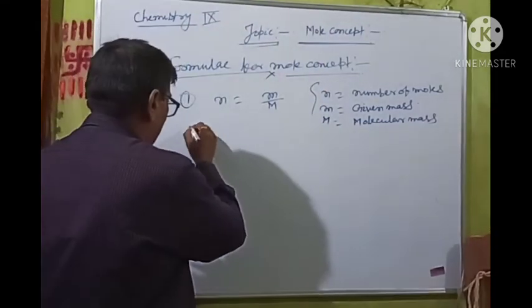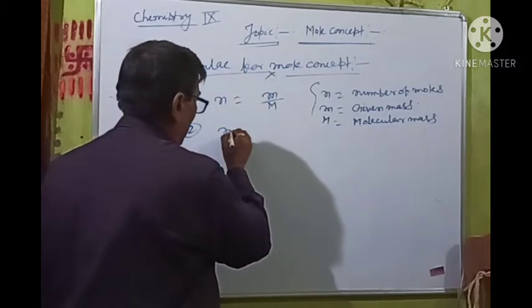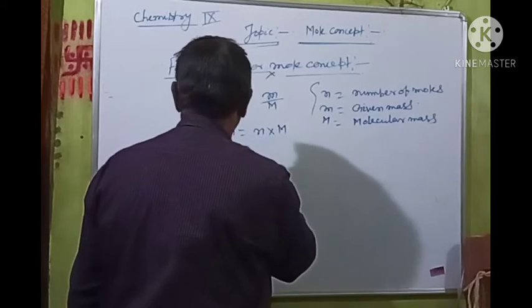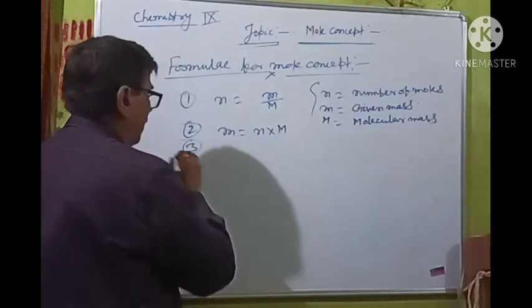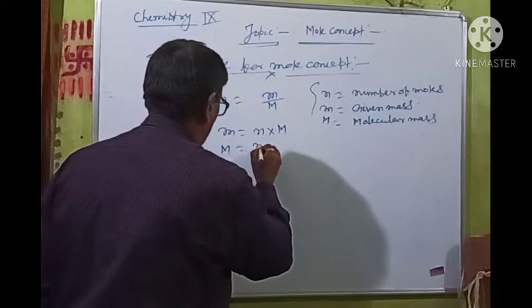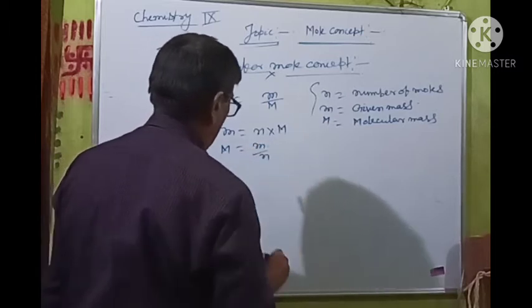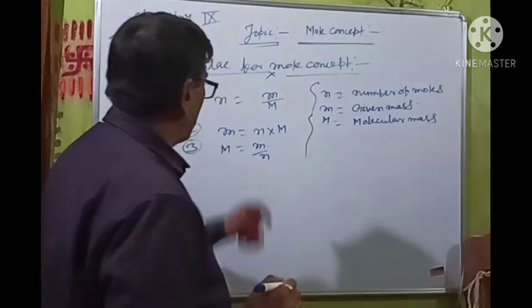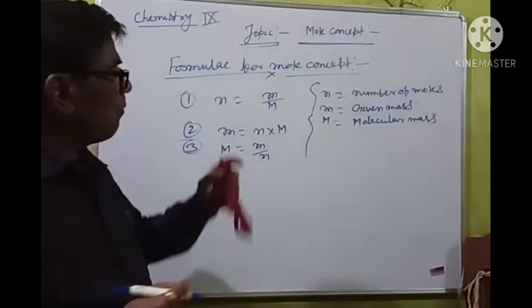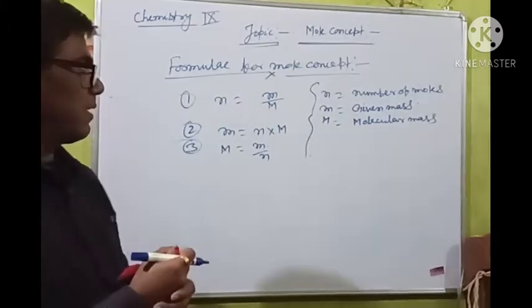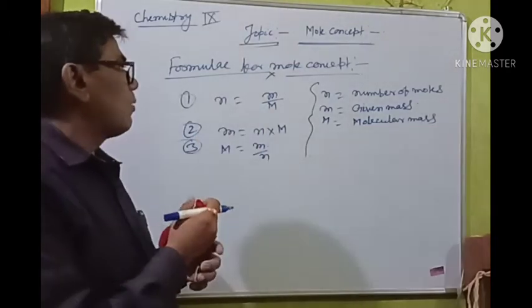Then the second formula, small m is equal to small n into capital M. Third formula, capital M is equal to small m by small n. So we can find the number of moles when the given mass of the atom of an element or molecular mass is known.